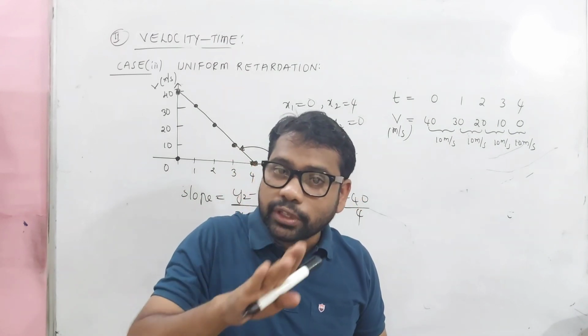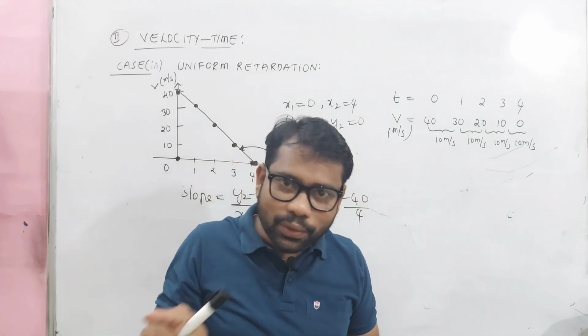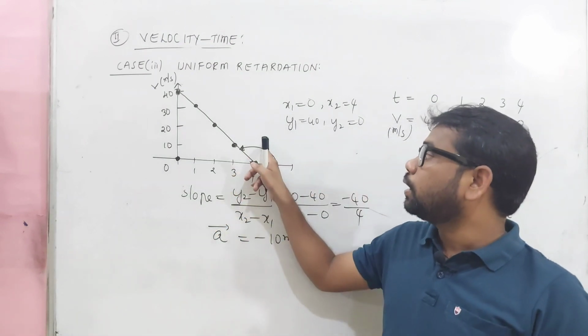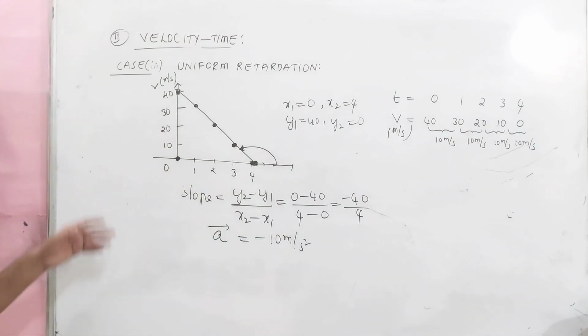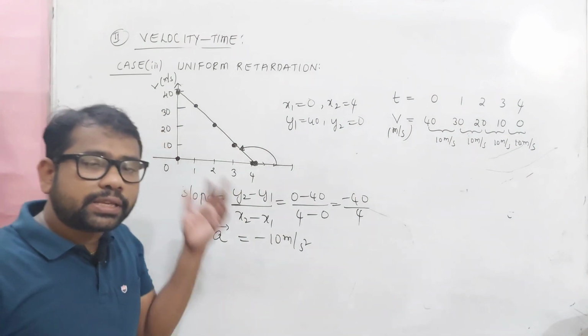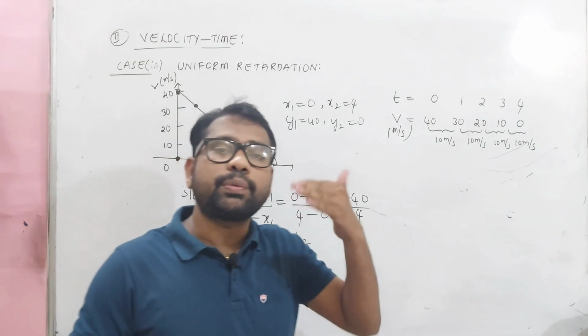Whereas when the body is moving with a uniform retardation, we get a straight line only, but which makes an obtuse angle. This is a point which we have to remember. Fine. So this is a case of actually what, children? Uniform velocity, uniform acceleration, and uniform retardation.